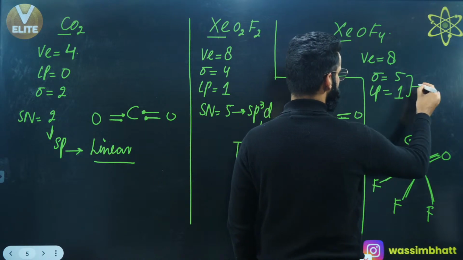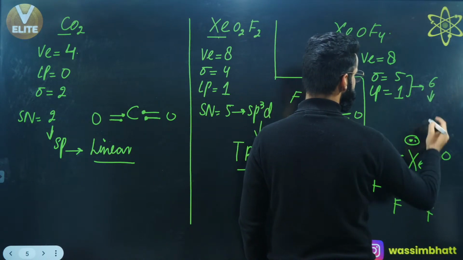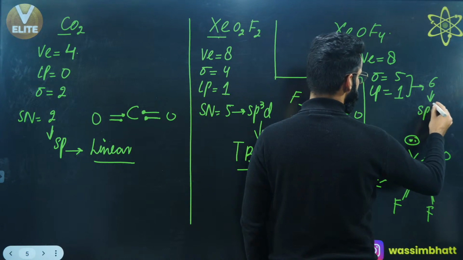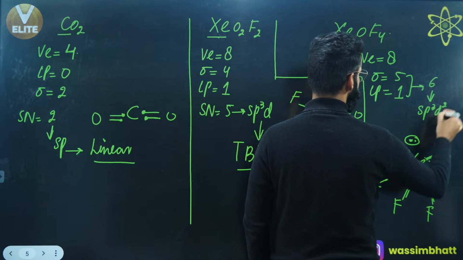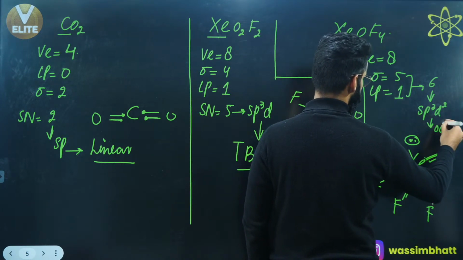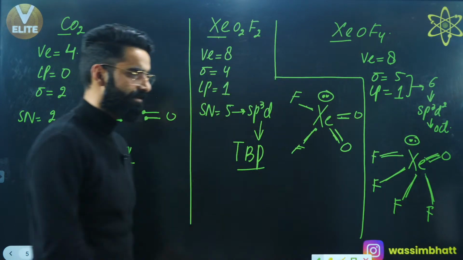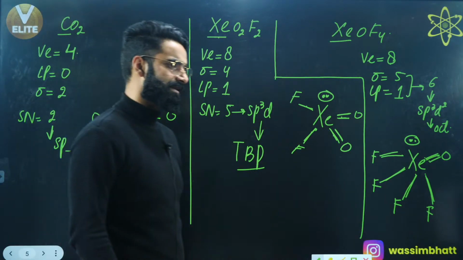So 5 plus 1 comes out to be 6. If steric number is 6, the hybridization is going to be sp3d2, right? So the geometry of the molecule is going to be octahedral. Yes, I'm sure it's clear to every single guy.